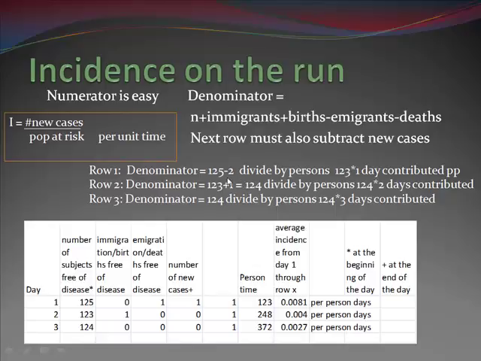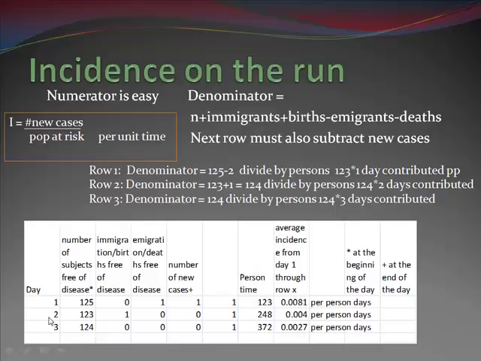So our denominator for row 1 is actually going to be 125 minus 2, because we lost 1 person due to either death or emigration, and we are going to lose 1 as a converted case. So we actually are going to divide the number of new cases, 1, by 123 times 1 day contributed per person.